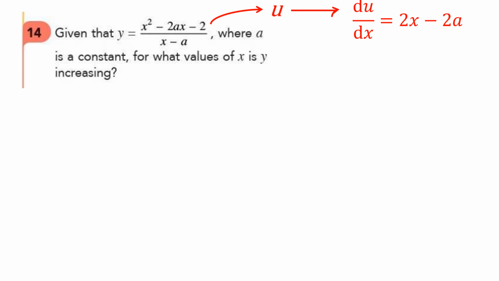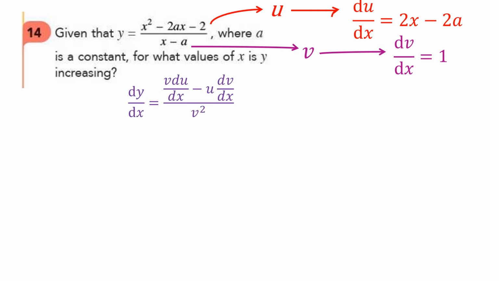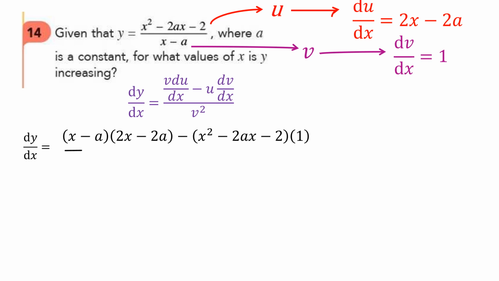It'll be more complicated. So you let the numerator be u, which is x squared minus 2ax minus 2. You differentiate it, you get 2x minus 2a. Let the denominator be v. So we find dv over dx, that gives you 1. Plug into your formula, and this is what you get. Let's go a bit slower, because this question is not easy.